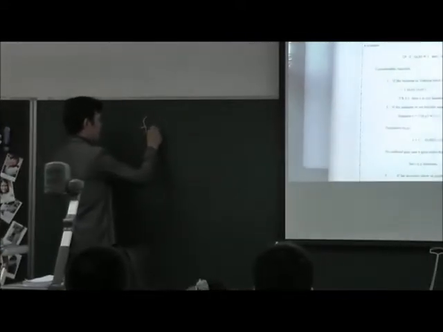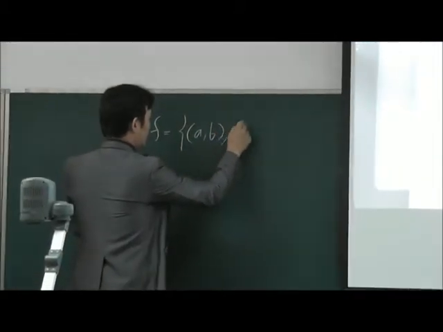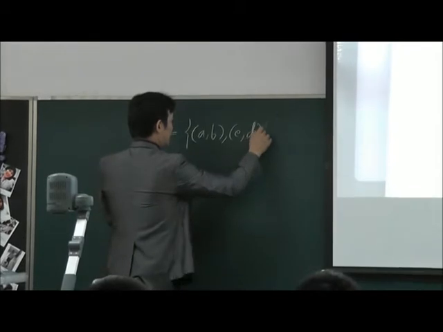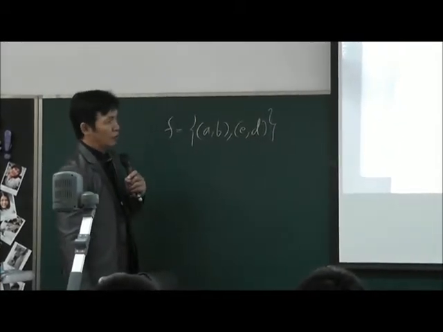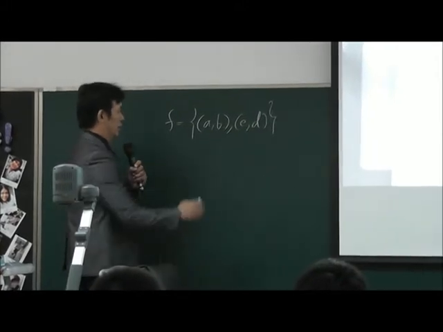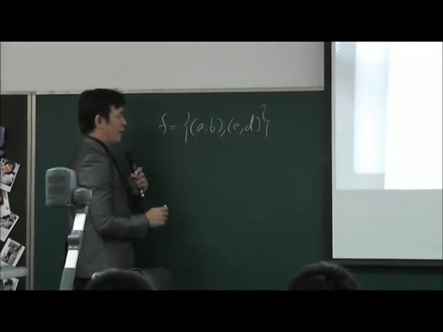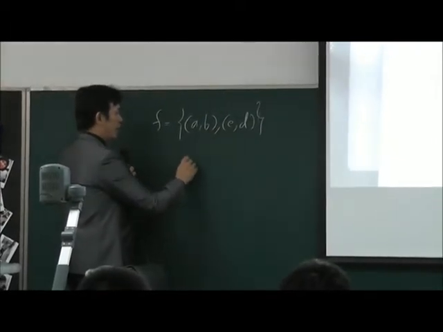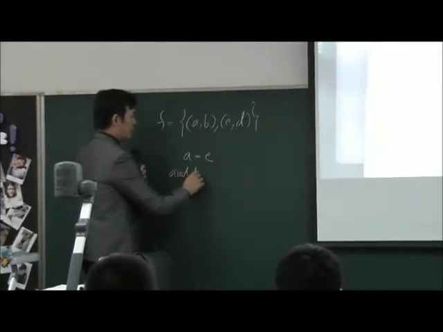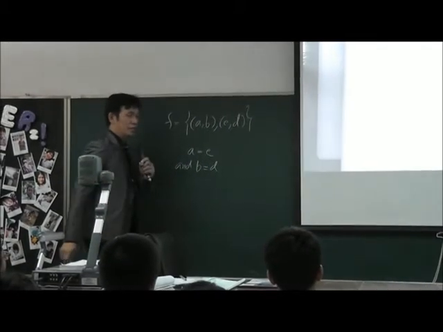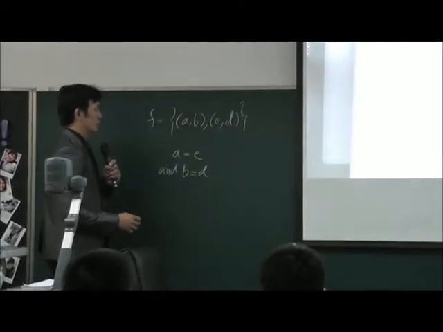Suppose F is (A, B), (C, D). This is what we call a subset of a relation R. Suppose this relation is a function, then if A is C, B must be D. This is the relation we call a function.